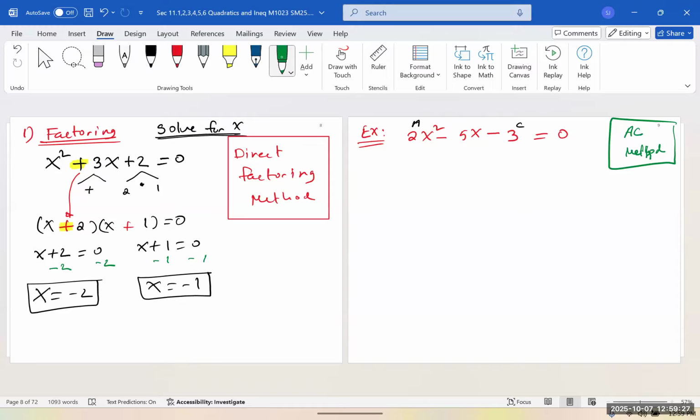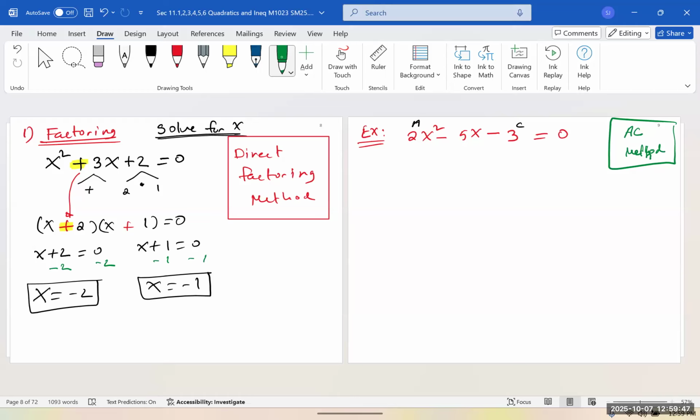There are many ways people can do the AC method. Do you remember your AC method from before? Did you learn it in other classes? Not really? Okay. So you can do the AC method in many ways, especially two ways. One is the correct way and one is the wrong way.